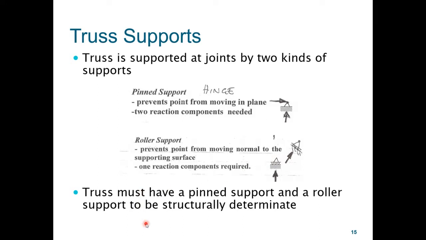So a truss must have a pin support and a roller support to be structurally determinate. Okay, so we have to have a pin support on one side and a roller support on the other, so that we can work out what all the forces are in the members by hand. Otherwise, we won't be able to. If we had a pin support on one side of the truss and a pin support on the other side, then it's structurally indeterminate, so we cannot use hand calculations to work out the forces in the members. So we need to let one end of the truss freely move left or right, while we keep the other one in position.